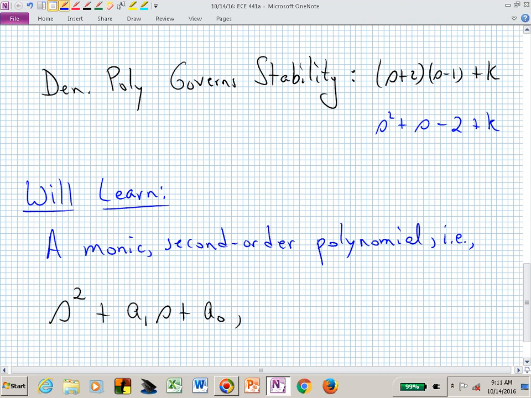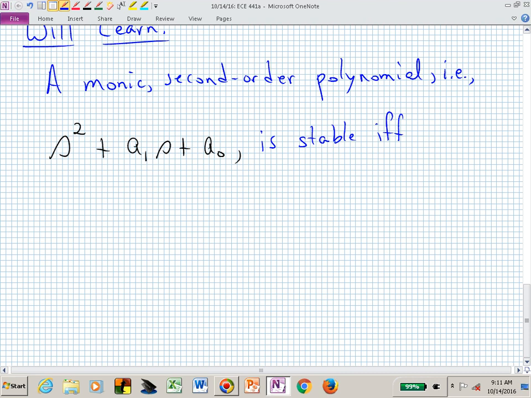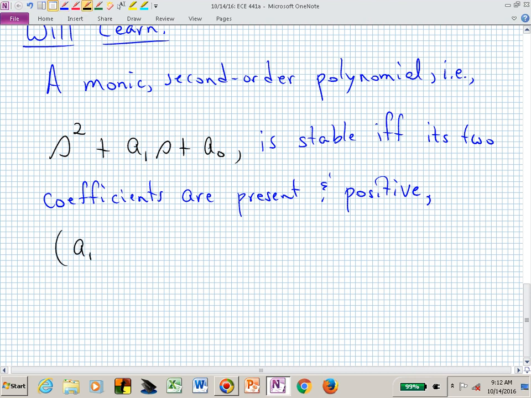This monic second order polynomial is stable if and only if, that's the IFF, I'm assuming we're tweeting this information or texting, so we're trying to minimize characters, if and only if its two coefficients, which are a sub 1 and a sub 0, actually are there, that's what I mean by present, and they both need to be positive. We're now saying if we have a second order monic polynomial and a1 is positive and a sub 0 is positive, we can immediately conclude that our polynomial is stable.